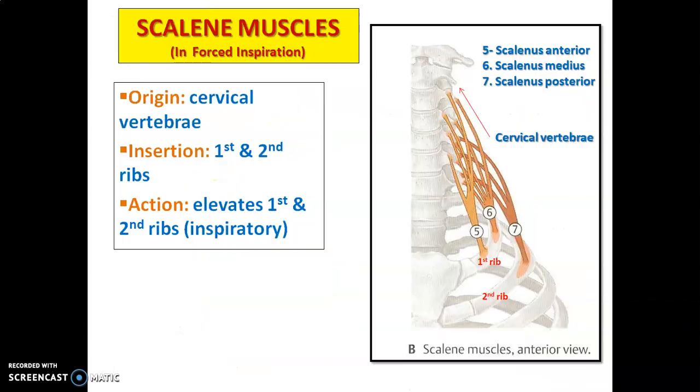Coming to the scalenus muscle, we have three different scalenus muscles according to location: scalenus anterior, medius and posterior. They arise from the tubercles of the cervical vertebra and insert into the first and second ribs. During contraction, they elevate the first rib and second rib during inspiration.